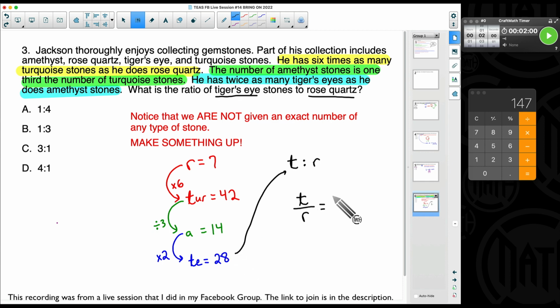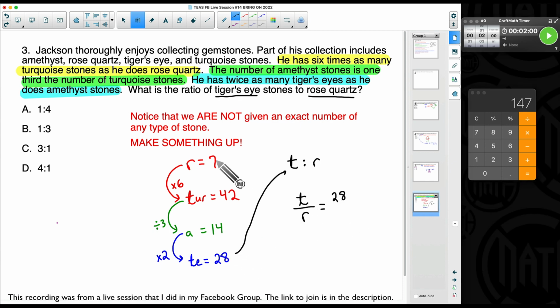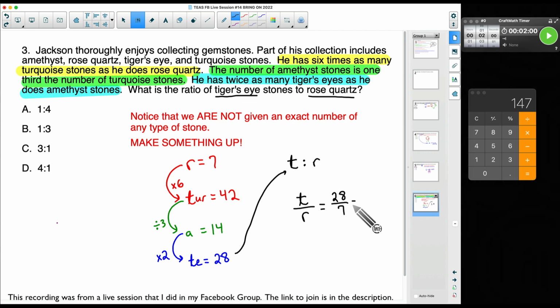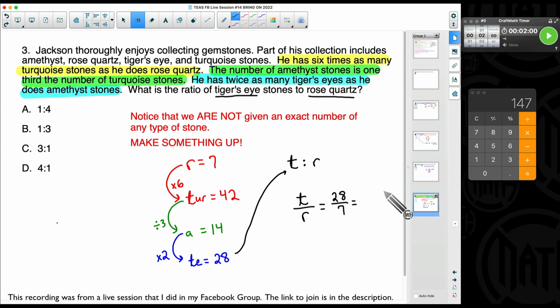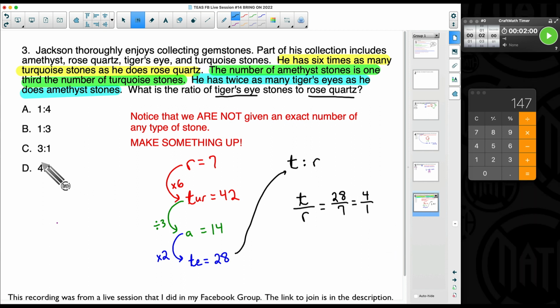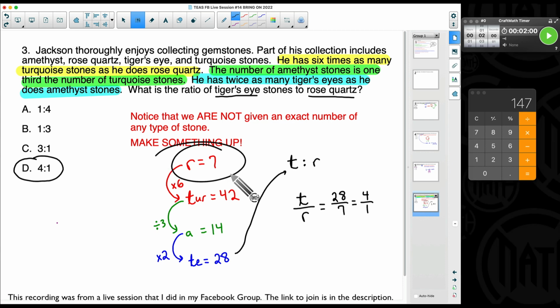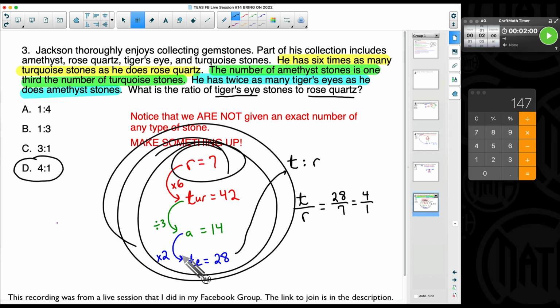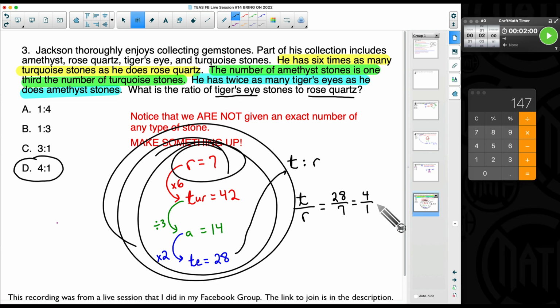So tiger's eyes is 28, rose quartz is 7, and 28 divided by 7, or 28 over 7, yes, that is 4, but we can also write this as 4 over 1, which gives us this ratio of D. So I picked an odd number here for rose quartz. Let's go back and pick an even number, and sure, we're going to get completely different values here, but let's see what happens to our ratio at the end.